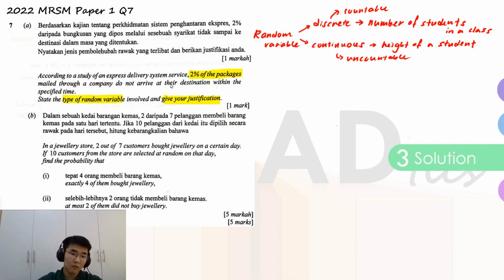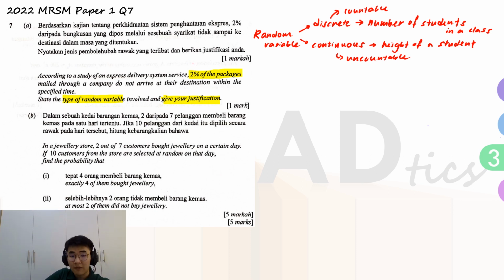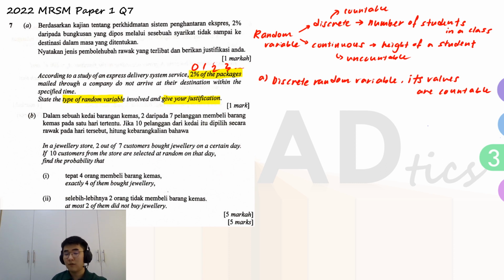So going back to our question, the number of packages that are late can be counted. Maybe 0 of them are late, maybe 1 of them is late, 2 of them are late, 3 of them are late, and so on. There will not be any possibilities with decimals, let's say 3.5 packages. So here it will be a discrete random variable, and we can say that its values are countable as our answer.